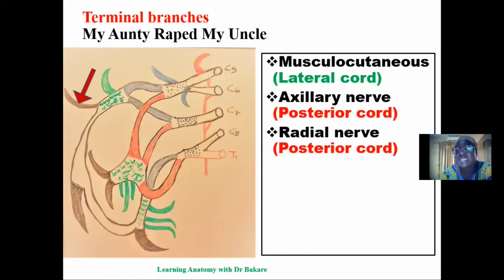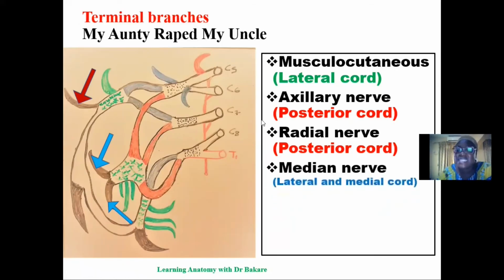The next one is the axillary nerve and the radial nerve. The axillary nerve and the radial nerve emerge from the posterior cord. This is the posterior cord, so we have the final termination. Axillary nerve represents auntie, and radial nerve represents raped. This is the axillary nerve, and this is the radial nerve. So the axillary nerve and the radial nerve are seen as the terminal branches of the posterior cord of the brachial plexus.